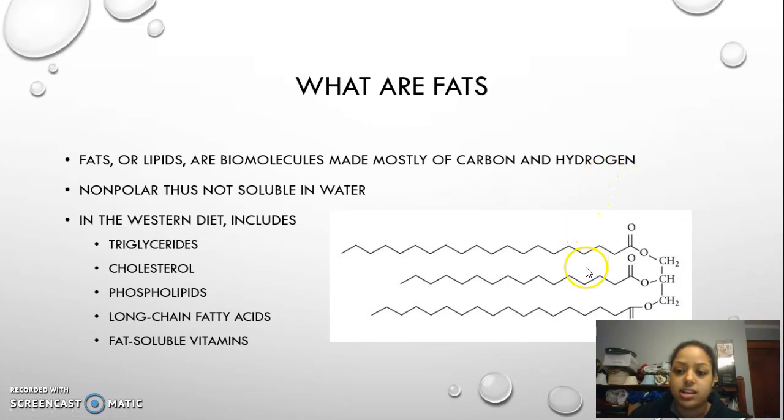There's just an image of a triglyceride on this page. You can see the glyceride portion of the molecule to the right, as well as the fatty acid tails that are extending towards the left. In this case, it is a saturated triglyceride, as the carbons in the fatty acid tail are predominantly single bonded.